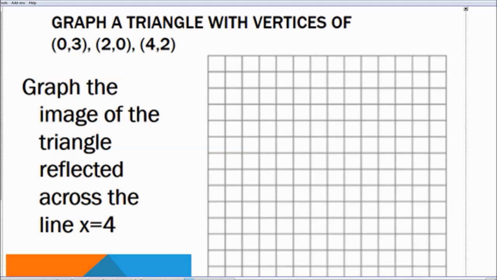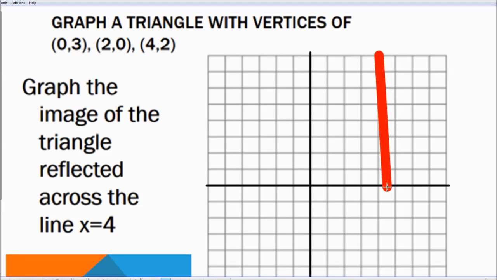First thing I'm going to do is put down my axis. And so I've got my x and my y. I'm also going to put in the line x equals 4. You may want to pause and try that right now and make sure you understand how to do it. So 1, 2, 3, 4 to the right. And there is my line x equals 4.